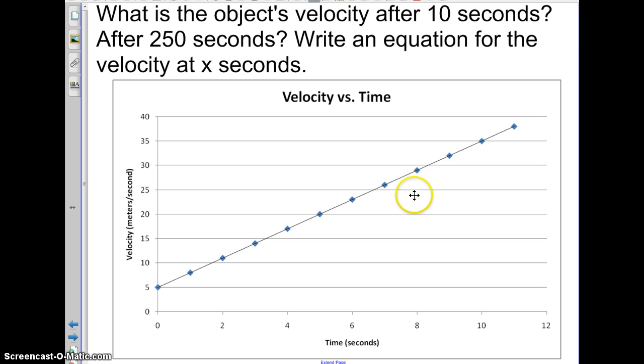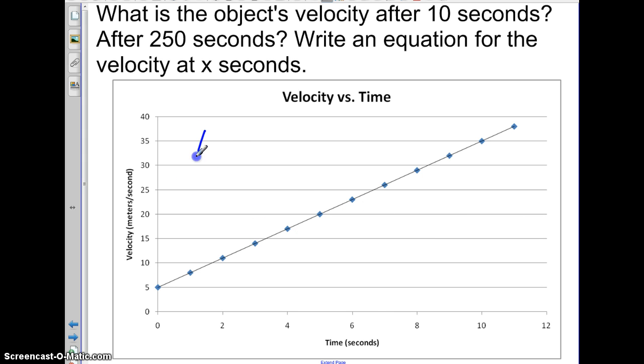And what you immediately notice is that this is a line. And you can use that to predict where this object will be, right? I asked at 10 seconds. Well, if you have this graphed out, you can see at 10 seconds, it hits right on 35 meters per second for the velocity. And then, what about 250 seconds? So maybe you could continue that graph on for 250 seconds. But we do know some information about this, since it is obviously a line.